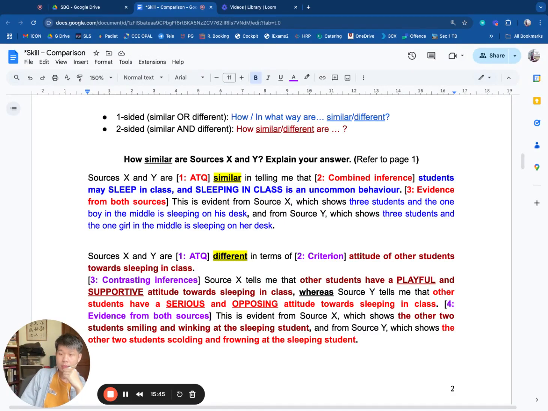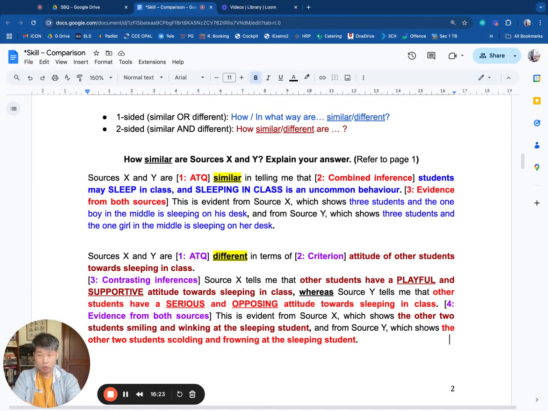And I've invested about 15 minutes of this video to set up the structure of comparison. So this, broadly speaking, this hypothetical example, this worked example, using a very simple set of two cartoons, is precisely how you will approach comparison for the next 2 years. In lower secondary history, you look at what is the similarity of the sources, you say, well, ATQ, the combined inference and evidence from both sources. And then you look at the difference between two sources, you start with the ATQ, different, and then you go into the criterion in terms of what, and then contrasting inferences, and then the evidence from both sources.